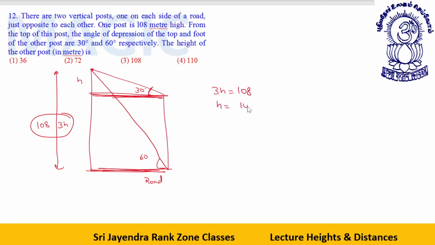So h will be equal to 108 by 3. Oh my god, the method you have learned is literally making a mockery of these questions. So this is 36. This is 36 meter, the height of the other post. So the height of the other post is 36 meter. Am I clear to everyone? Very easily done. Option number 1 is the answer.